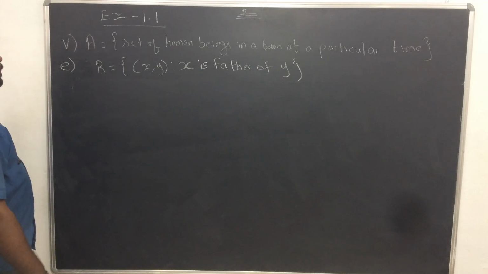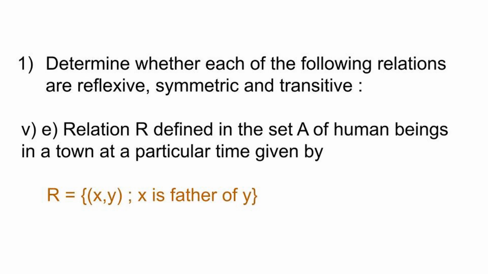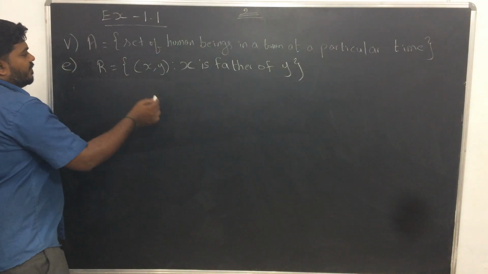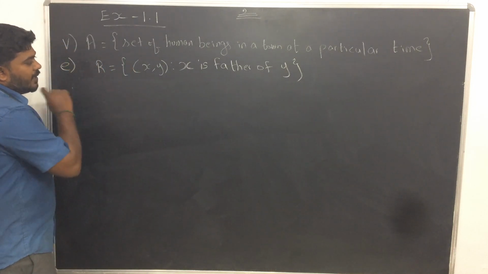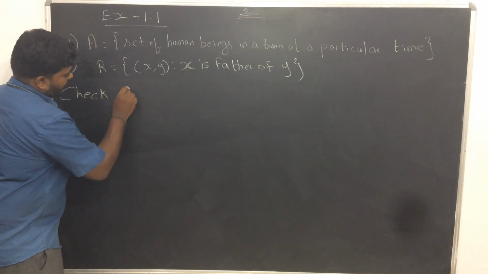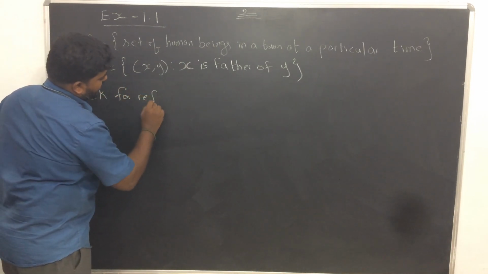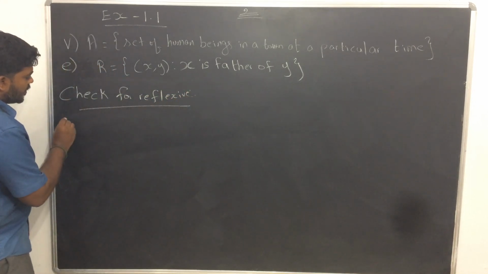Now let's move on to question number 5, subdivision E. Again set A is the same, that is the set of human beings in a town at a particular time, and relation R is defined on A such that x is father of y. So they are giving a relation where x has to be the father of y. Now let's start checking for reflexive. This is a very simple one. For reflexive, what is the rule for reflexive?